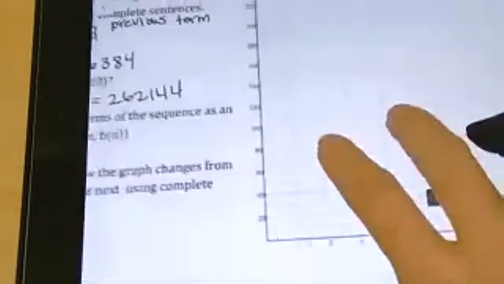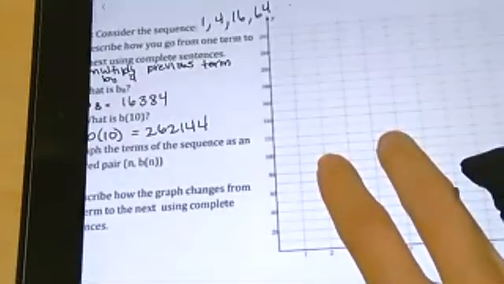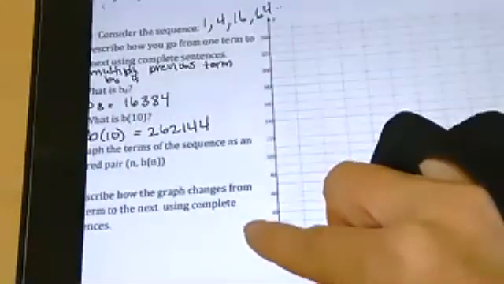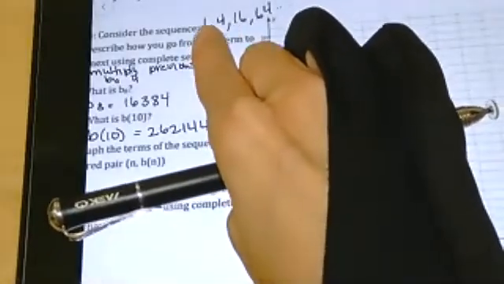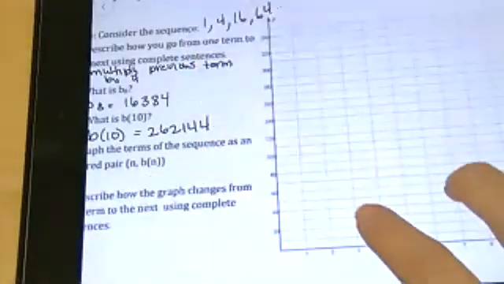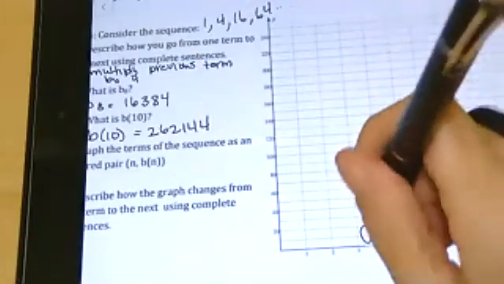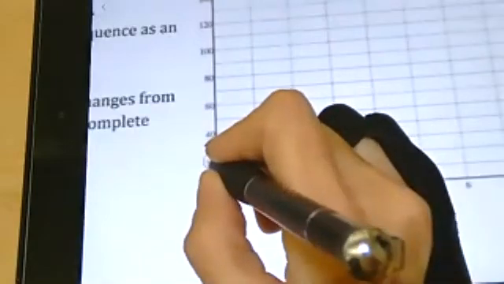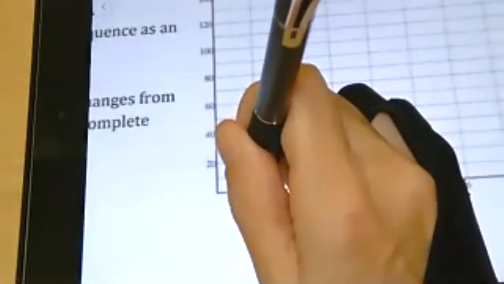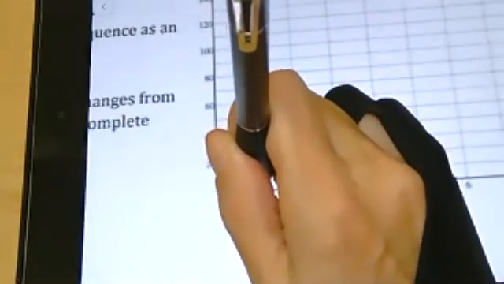So again, remember that on the horizontal, it's the term number. And then on the vertical is the term value. So right here, we're going to graph 1, 1. Term 1, value 1. And you'll have to estimate where it goes. Because if you look here, I've got term 1. There's 20, there's 10, there's 5. So it's going to be really close to the bottom there. Okay, so there's 1. Term 1 is 1.